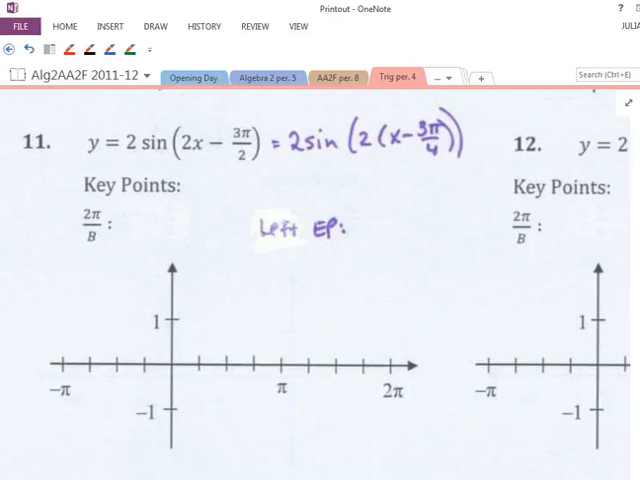All right. Key points. What are they? Negative 3 pi over 2.